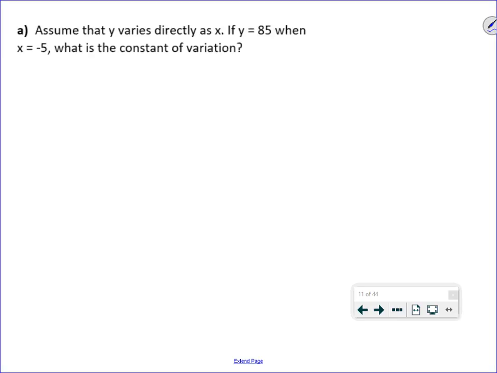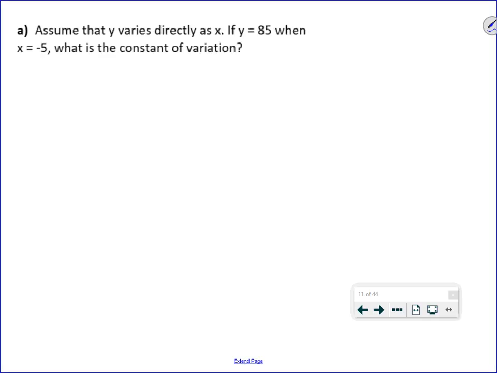All right, welcome to the second video on the review. This will be section 4. Due to a printing error, there's two different sections labeled section 4, but I'll be doing them both right here. The first one is direct and inverse variation.